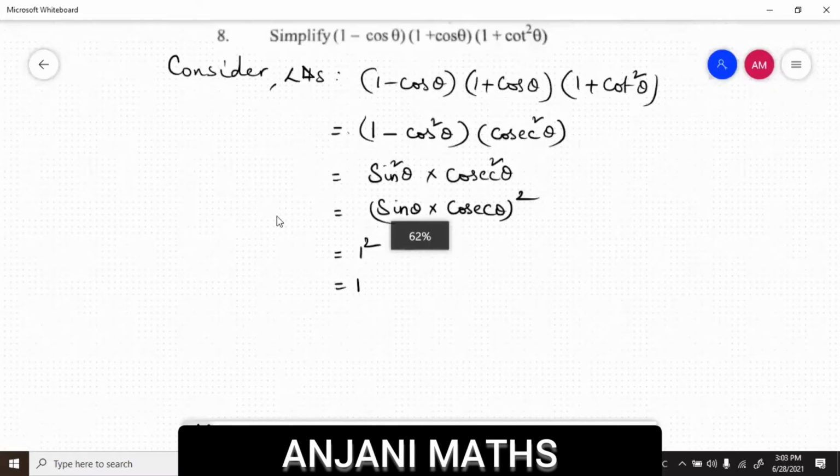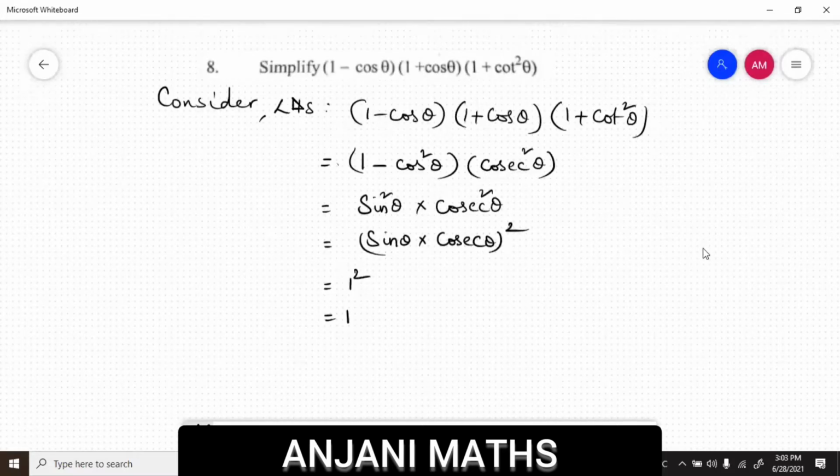Let me minimize the screen. So 1 minus cos theta into 1 plus cos theta is 1 minus cos square theta. We use the first trigonometric identity and replace 1 minus cos square theta by sine square theta. And we know that 1 plus cot square theta equal to cosecant square theta from another trigonometric identity. So we can write a square into b square as ab whole square. So sine theta into cosecant theta whole square. But sine theta into cosecant theta is 1. So we get 1 square equal to 1.